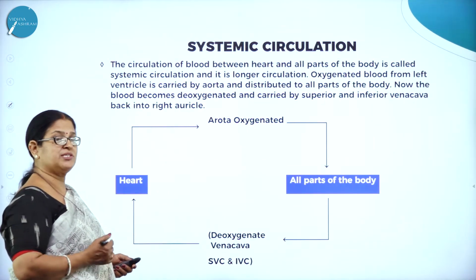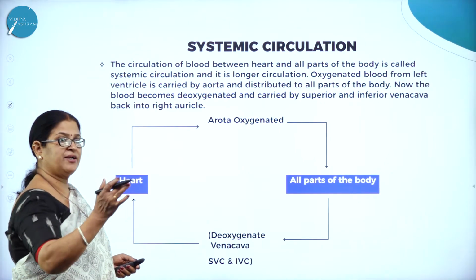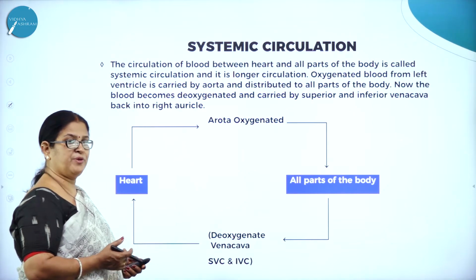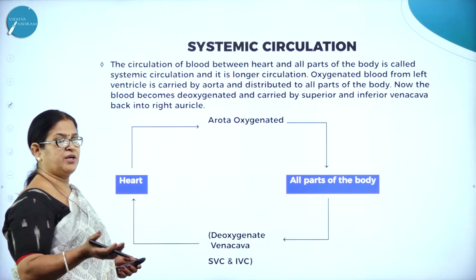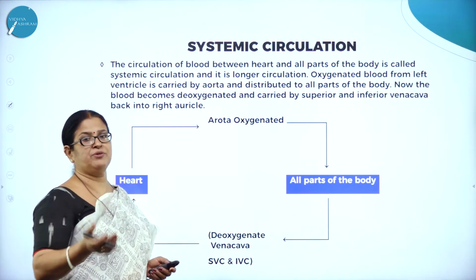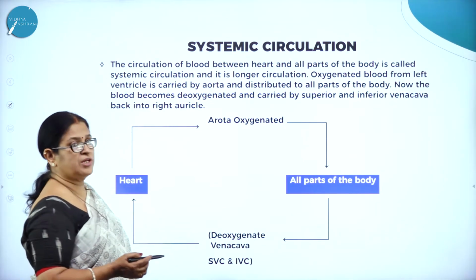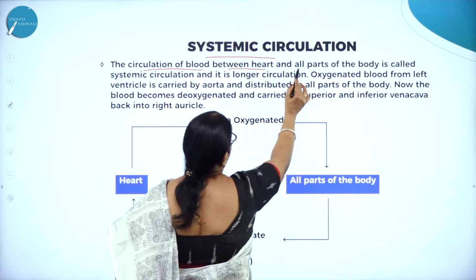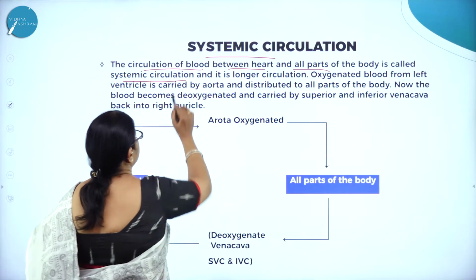Then we'll move on to systemic circulation. As I said, the left side of the heart is mainly involved in what? Carrying the oxygenated blood, or purified blood, from the left auricle to the left ventricle, from the left ventricle to the aorta. From the aorta, it is supplied to the different parts of the body. So what is systemic circulation then? The circulation of blood between the heart and all parts of the body is called systemic circulation.